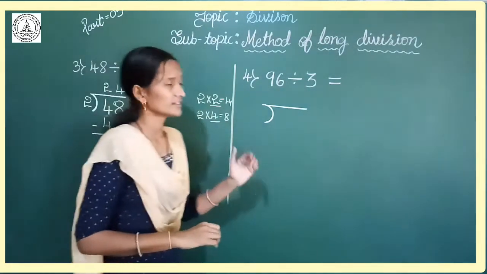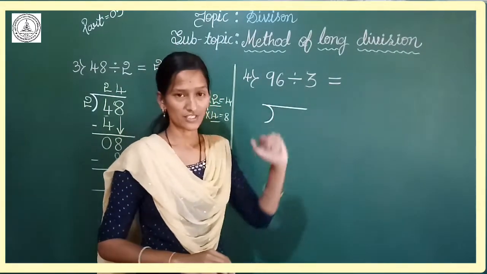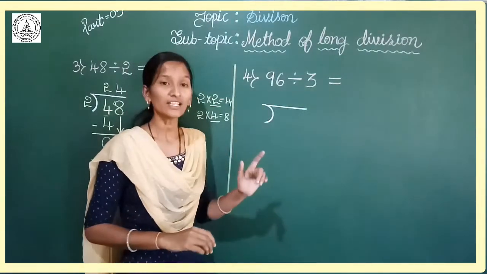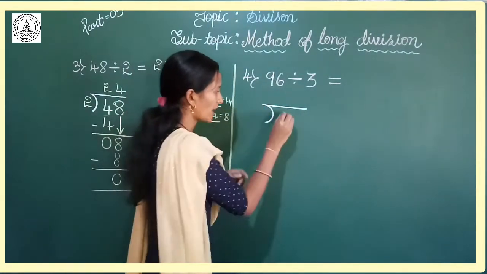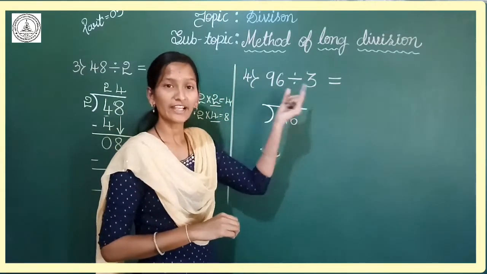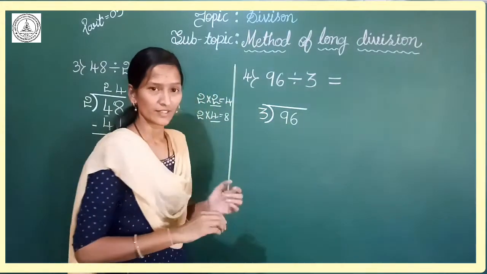So come to the fourth problem. 96 divided by 3 is equal to dash. So here in this given problem, this 96 is a dividend, right? So I am writing 96 here. Next, this 3 is called a divisor. So I am writing divisor here, right?